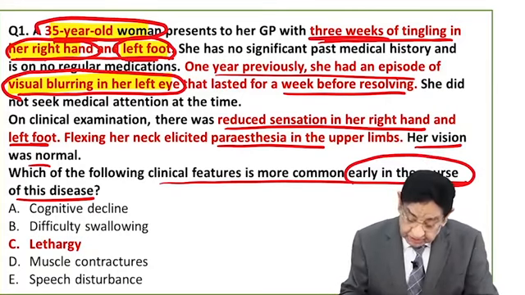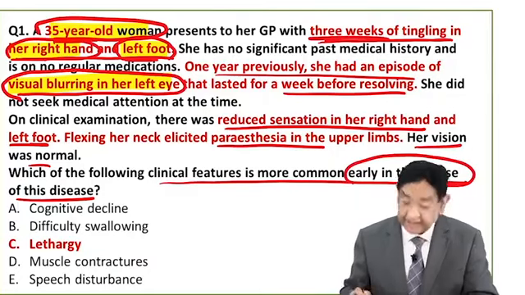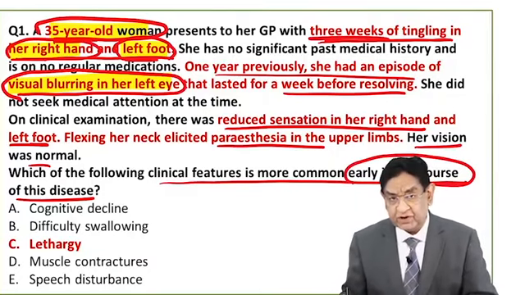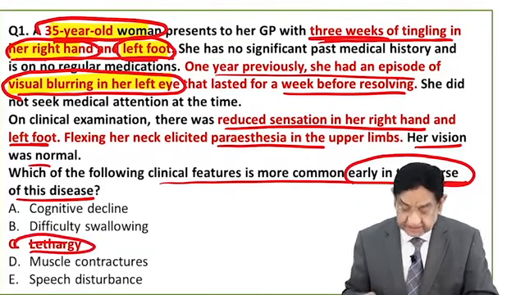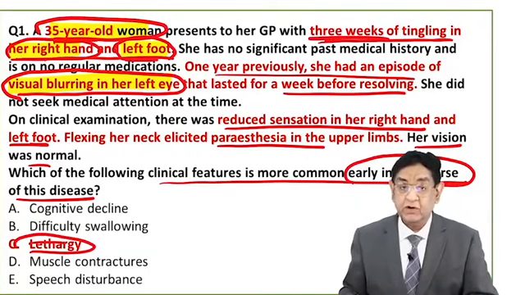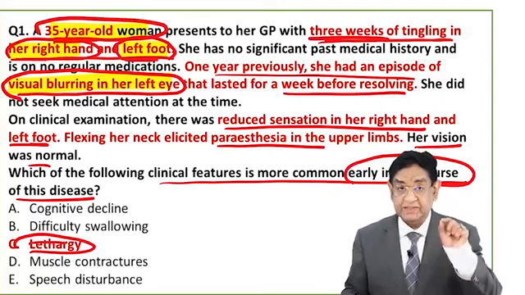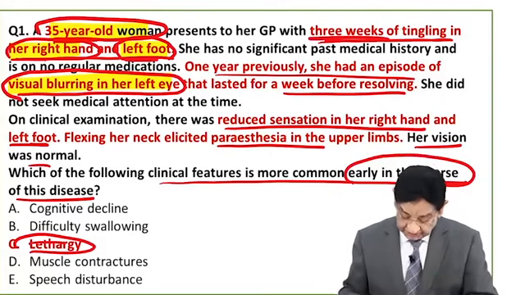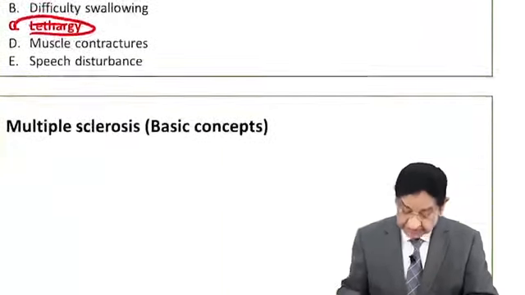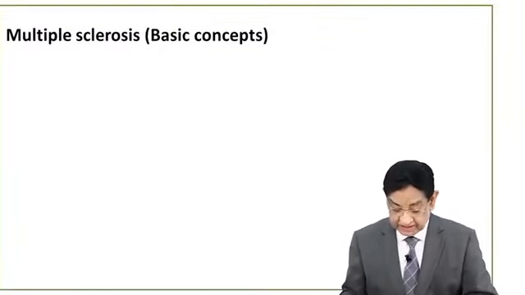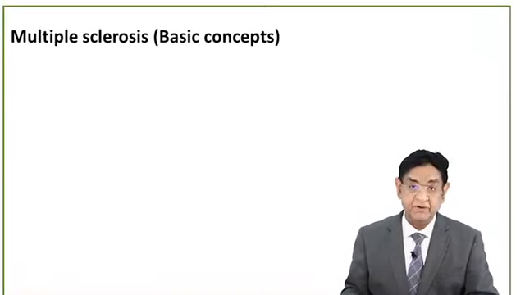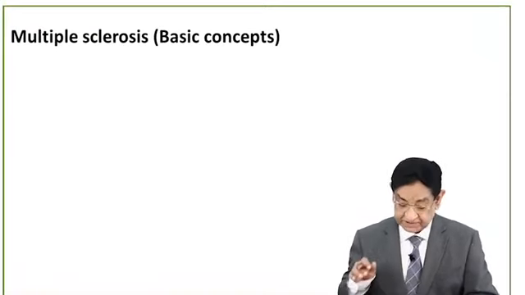So the best answer, and one of the earliest features of multiple sclerosis, is lethargy. Lethargy is one of the most common early features. This is the answer of this question. So before we discuss more about multiple sclerosis, let's learn the basic concept about what the disease is.